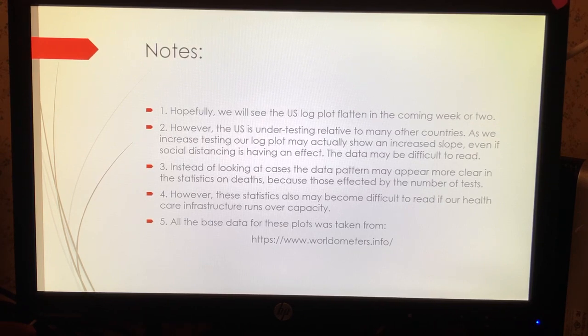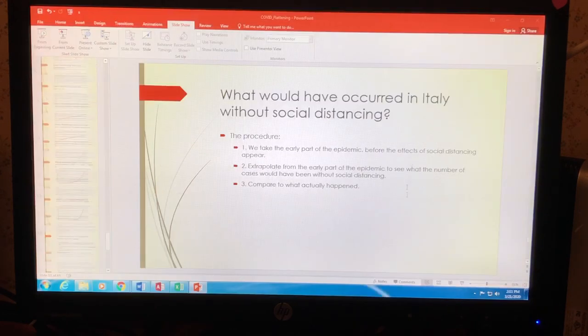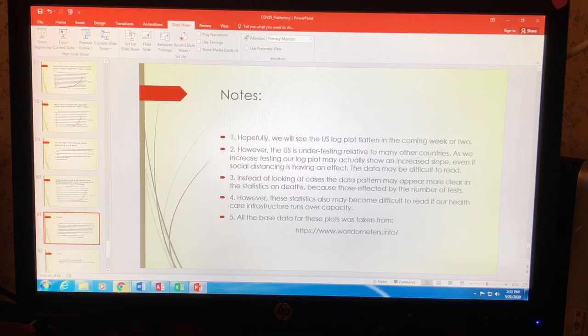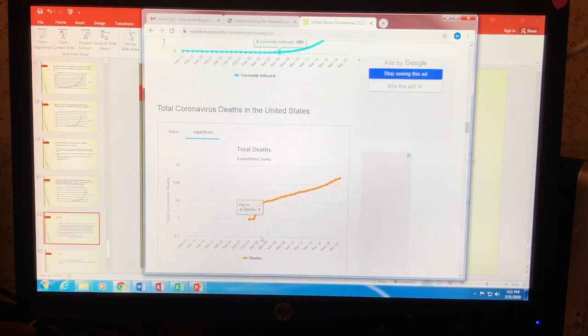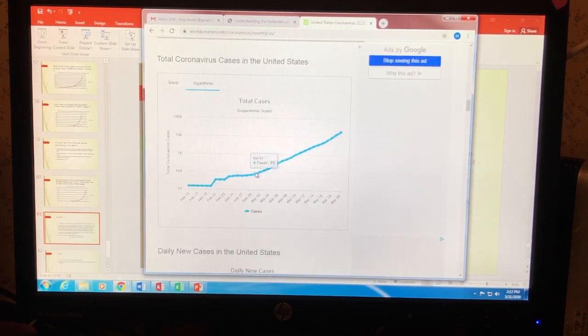So one thing that we could do, instead of looking at the cases in the data, is look at the data for the number of deaths in the US. Again, this is following a logarithmic scale pretty closely to a line, and because deaths don't depend upon the amount of testing that happens, the effects of social distancing may appear more clearly by looking at the death plot as opposed to the case plot.